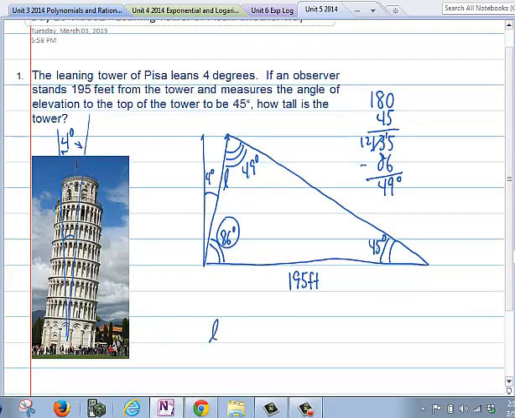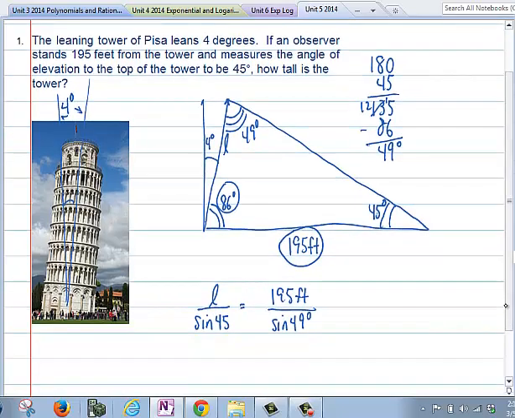So we're going to use law of sines, and we're going to calculate L. So remember, L is opposite the 45 degree angle. So L over the sine of 45 equals the proportion of the side we do know, 195 feet, over the sine of its opposite angle, which is 49 degrees. And we cross multiply. L is equal to 195 times the sine of 45 divided by the sine of 49.